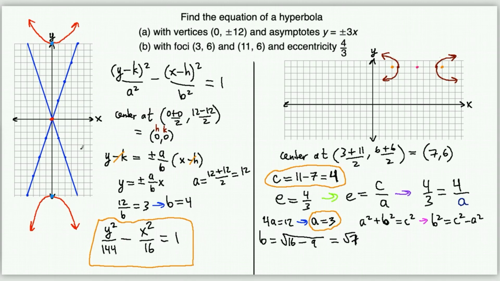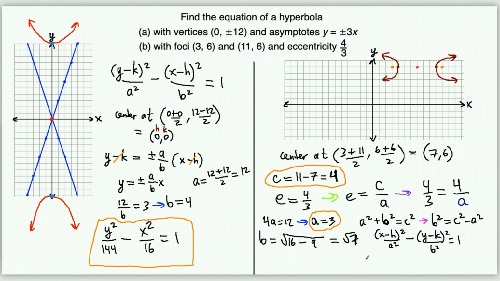Notice that in this case, it's a different focal axis. The focal axis is parallel to the x-axis, and not parallel to the y-axis. That means it's not going to be y minus k squared, it's going to be x minus h squared. It will have the positive coefficient instead of negative, and it will come first because it's positive. So it's going to be x minus h squared over a squared minus y minus k squared over b squared is equal to 1.